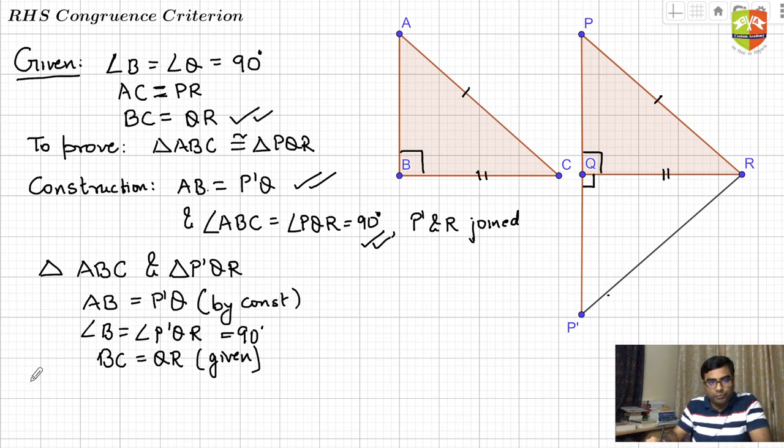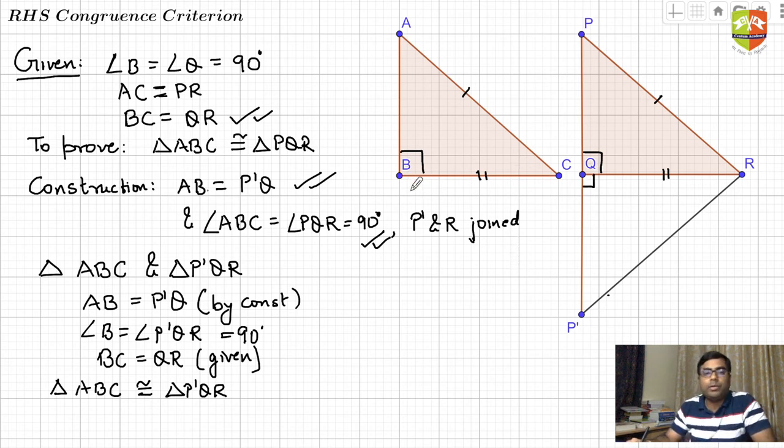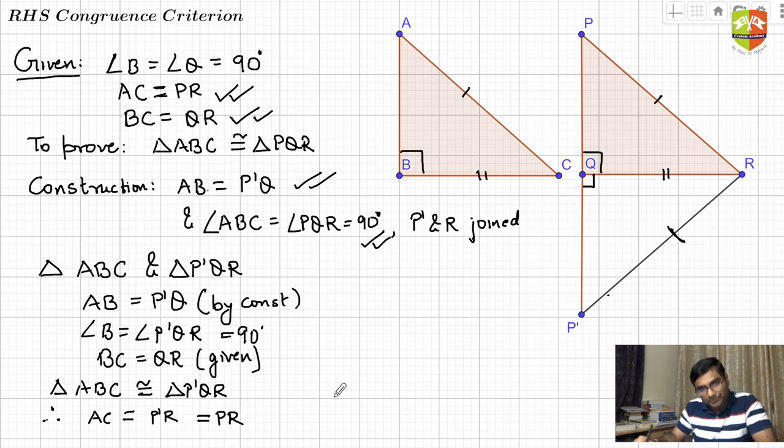BC is equal to QR. So what can I say about these two triangles? All of you are intelligent enough. Now you can figure out that triangle ABC is congruent to triangle P dash QR. The moment you say that, what happens? We can say AC, therefore, AC will be equal to P dash R. So AC, this is AC, so this will become P dash R, right? But we have seen that it was given. What was given? AC was equal to PR. So can I not write here itself that this is equal to PR? Okay, because AC was equal to PR, it was given.